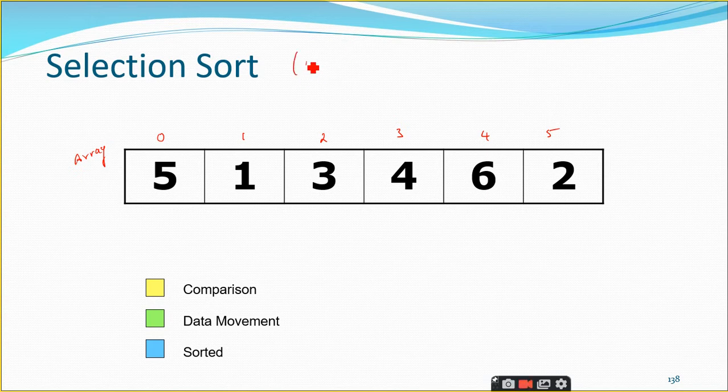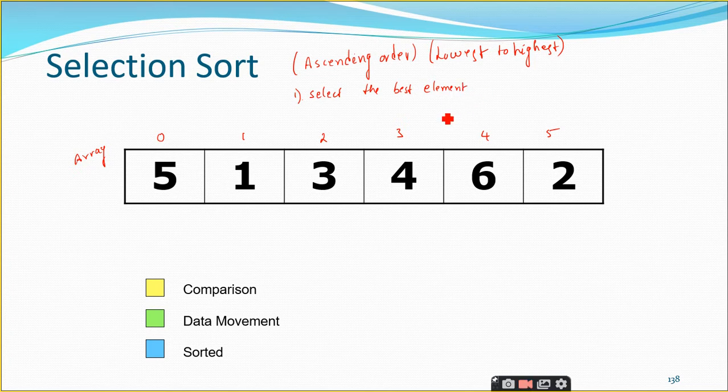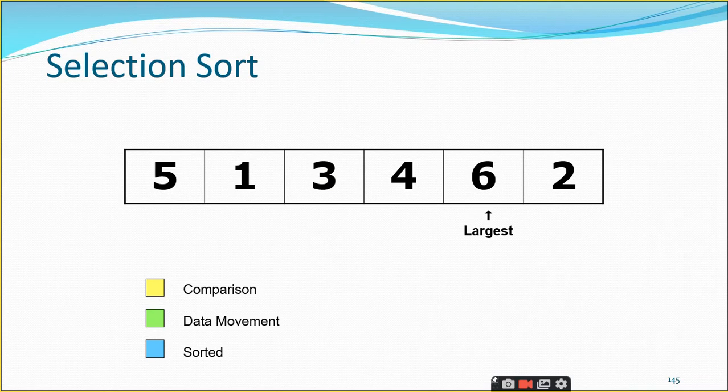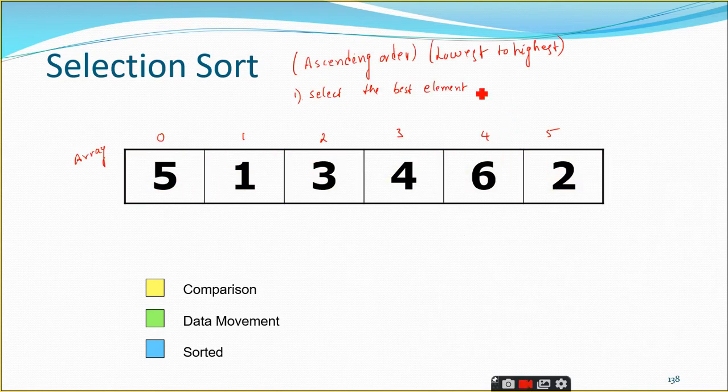And remember that we are always considering the sorting mechanism as ascending order, that means from lowest to highest. So, while selecting the ascending order, the basic procedure is to select the best element. In this case, I am taking the best element as the largest element. And once you select the largest element, you put it at the right end of the array. Right.